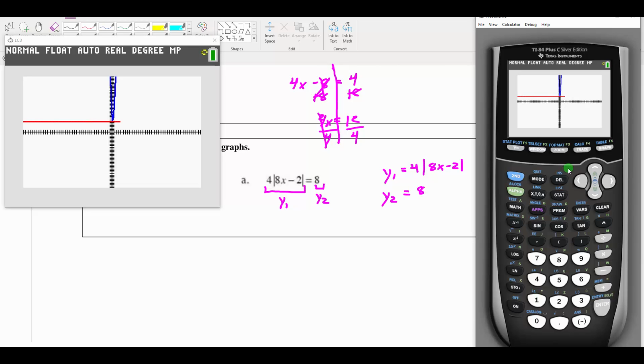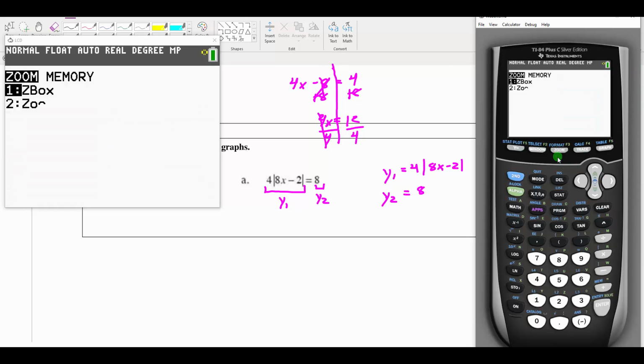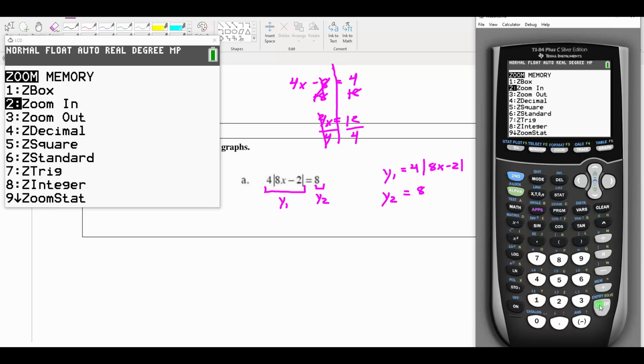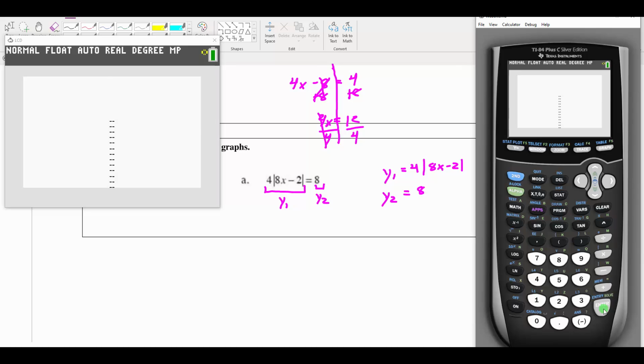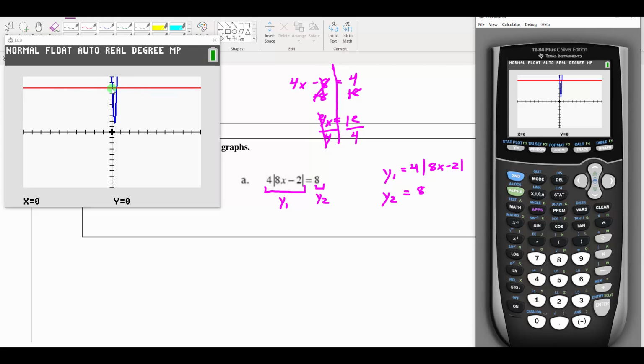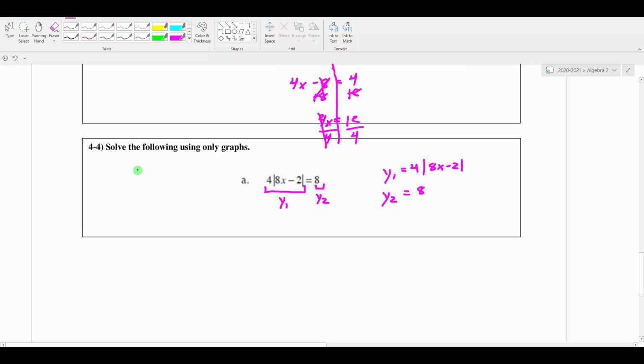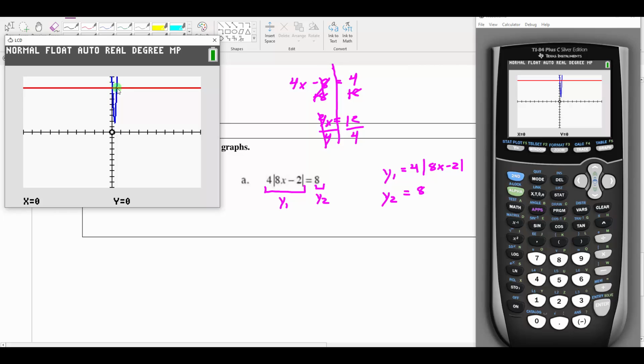Let's see what we're dealing with here. I'm going to zoom back in because I can't see that very well. Okay, so this is my absolute value function right here, and then I can kind of see here's my horizontal line. So it looks like we definitely have a solution at 0. So I'm going to mark that one down. That one I can see. So x equals 0.